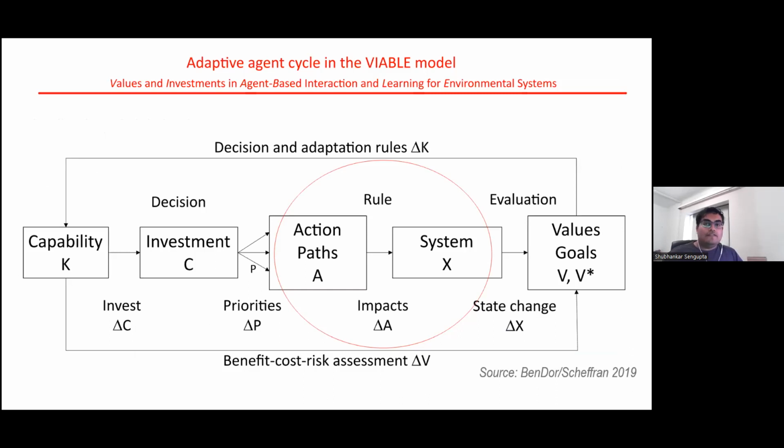So this is the cycle of decision of an agent in the viable model, which you might recognize from Professor Sheffron's presentation earlier. The action parts represent the agent's primary agency within the system. It has these multiple routes that it can invest resources into, and what it wants is to shift the system state towards the target value.